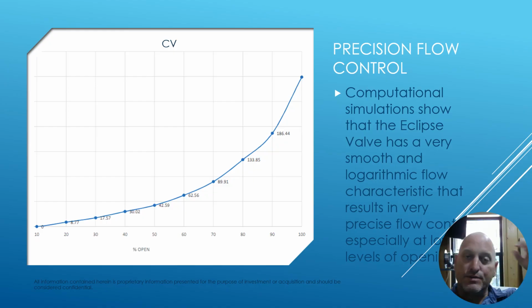Now this is what was interesting when we did a computational fluid dynamics analysis of what the valve would look like in service. We found that it was very precise flow control from 10 to 20% opening. So this is important in applications like steam control, but if you look at it, it's a very logarithmic type of flow. It's very similar to what you would get with a globe valve.